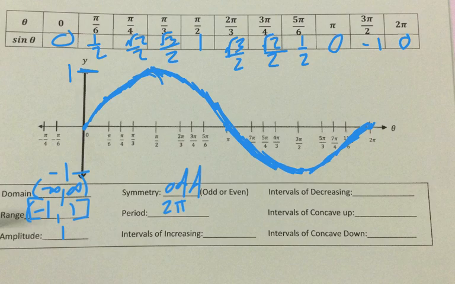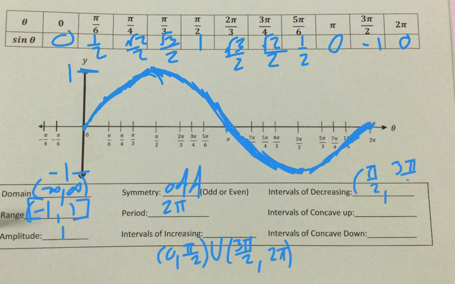Where is it increasing? From 0 to 1/2 pi, union 3 pi over 2 to 2 pi. Right, we're going back up again, increasing. So where's it decreasing? From pi over 2 to 3 pi over 2. Remember, decreasing just has to be going down.